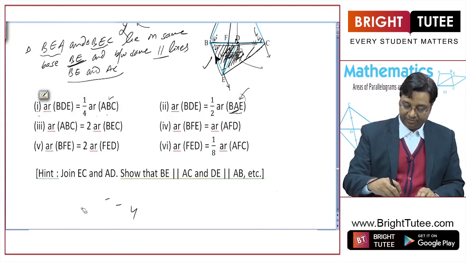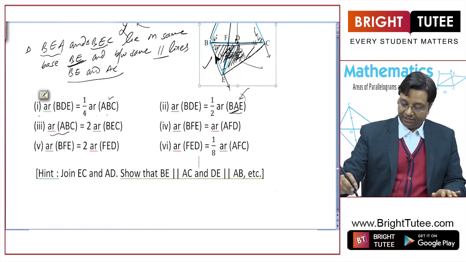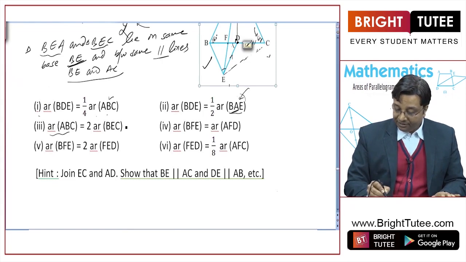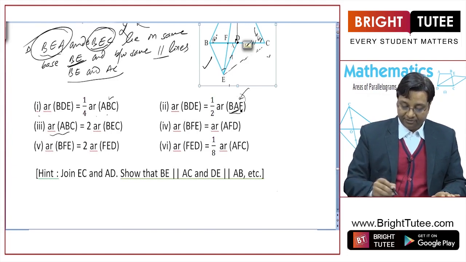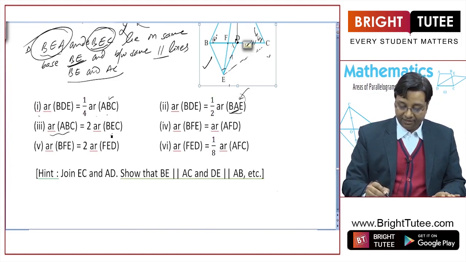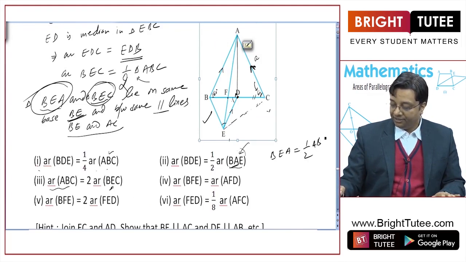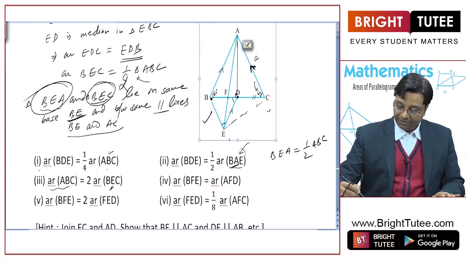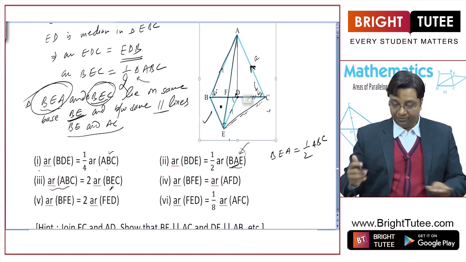Once you have proved first and second part, now we can look at the third part. Area of ABC is double the area of BEC. There is nothing new in this question. I have already proved that BEC and BEA have got the same area, right? And BEA is half the area of ABC. BEA and BEC have got equal areas, and these are equal to half of ABC.